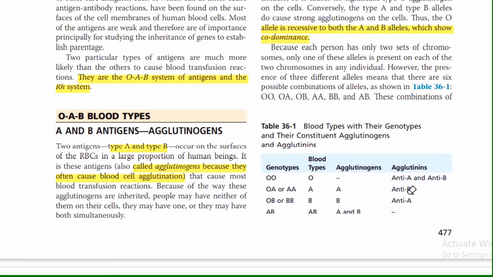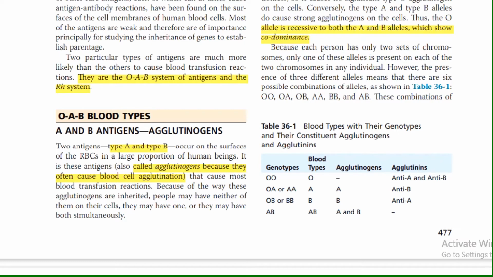Let's look at the table. OO, OA, OB, AA, BB and AB are all the genotypes found in the body. The blood type related to each genotype is shown as: if you have genotype OO, the blood group you will have is O. If you have genotype OA or AA, since O is the recessive allele, you will have blood group A. If you have genotype OB or BB, the blood type you will have is blood group B. AB genotype will have blood group AB.